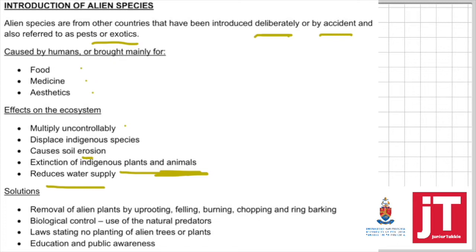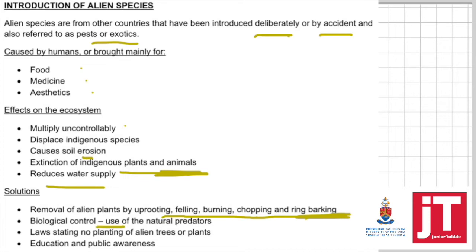Now, what are the solutions? We can remove the alien plants by uprooting, felling, burning, chopping, and ring barking these plants. Uprooting, obviously, is taking it out by the root. Felling, chopping, burning, right? And ring barking. Ring barking is removing the phloem, which is the bark, from the tree. No phloem, no food, and the tree will die.